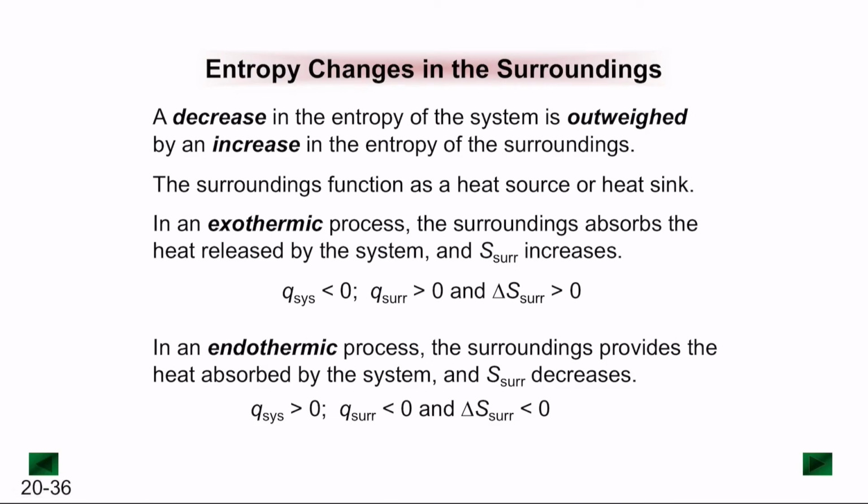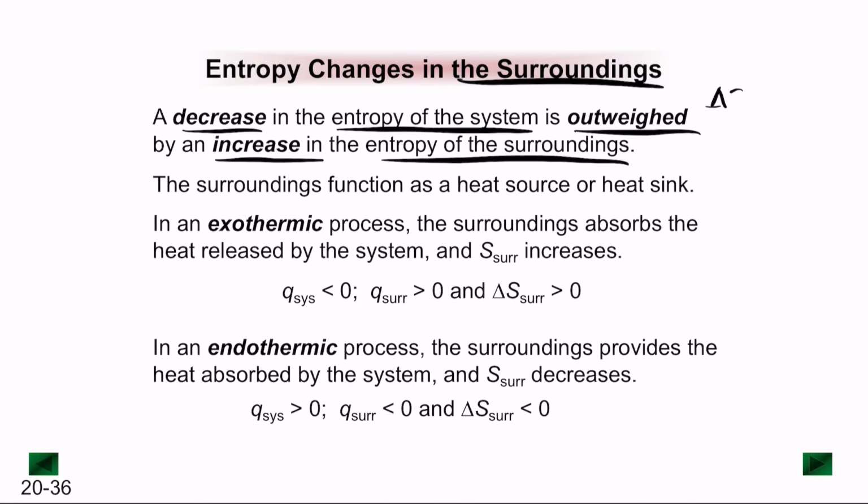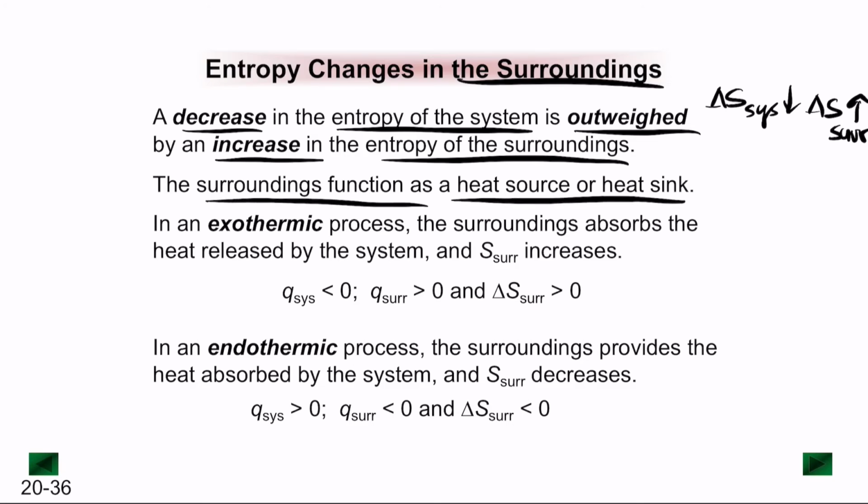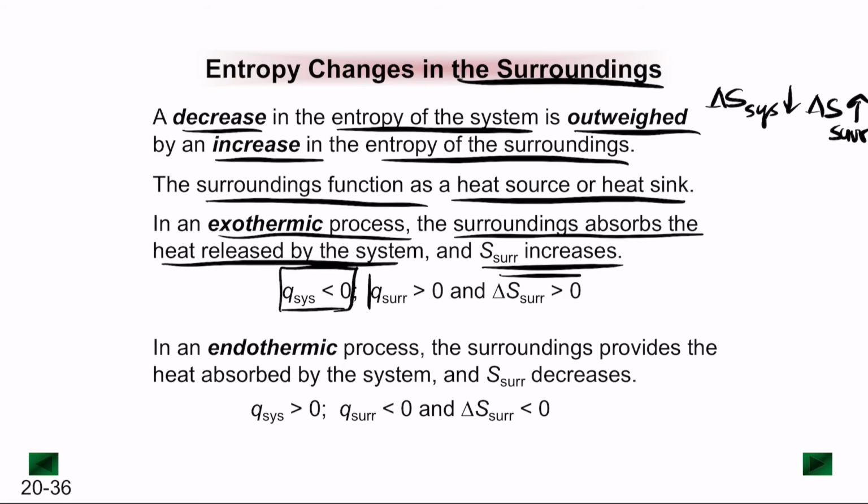Now let's talk about entropy changes in the surroundings. A decrease in entropy of the system is outweighed by an increase in the entropy of the surroundings. So if the delta S of the system decreases, there is a proportional increase in delta S of the surroundings. Now the surroundings generally function as a heat source or heat sink. So in an exothermic process, the surroundings absorb the heat released by the system. Therefore, the entropy of the surroundings will increase. So generally Q of the system is less than 0, Q of the surroundings is greater than 0, and delta S of the surroundings becomes greater than 0.